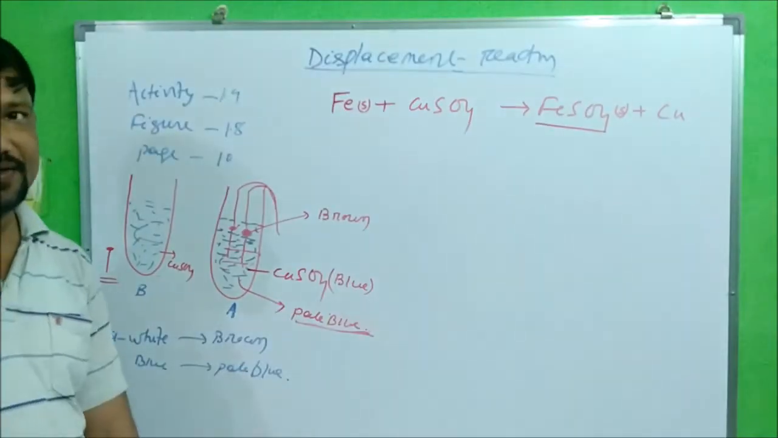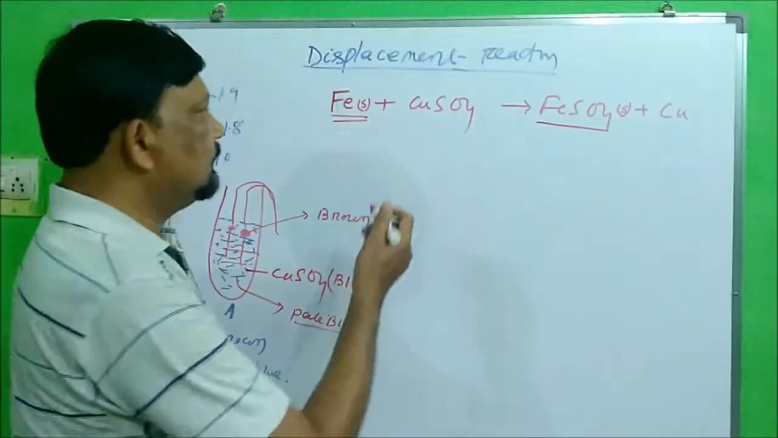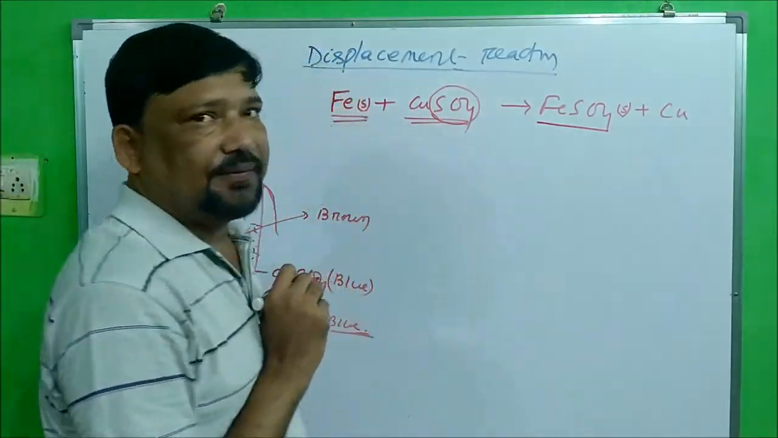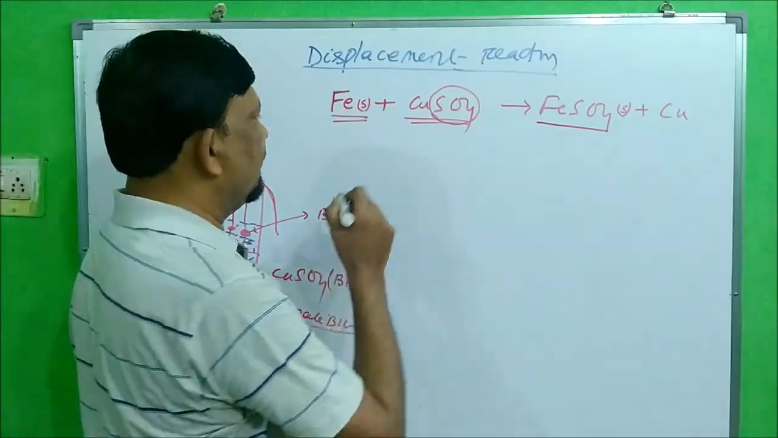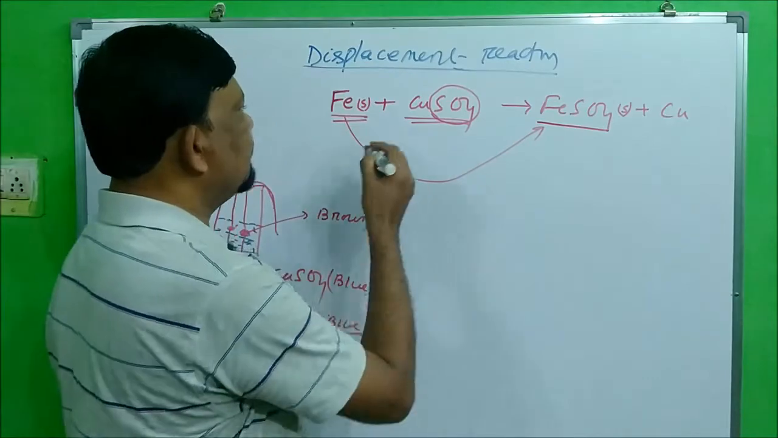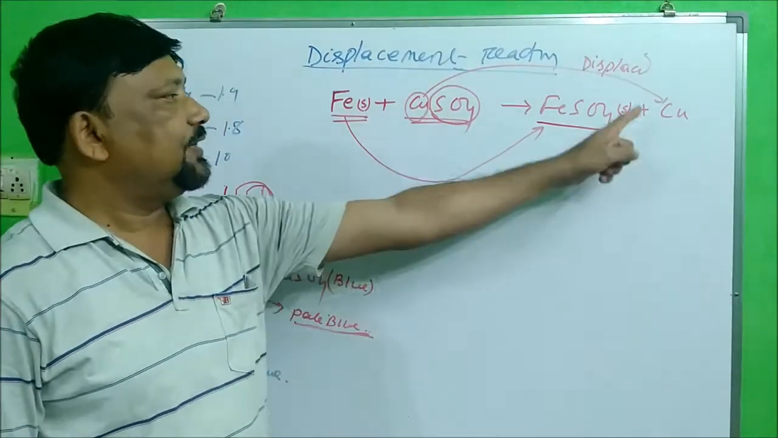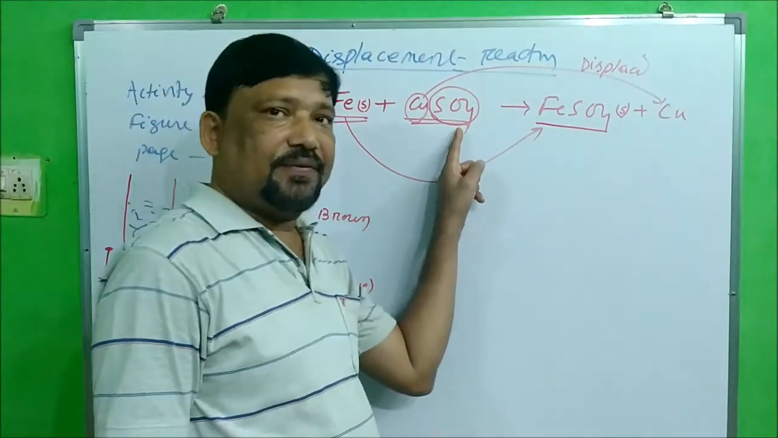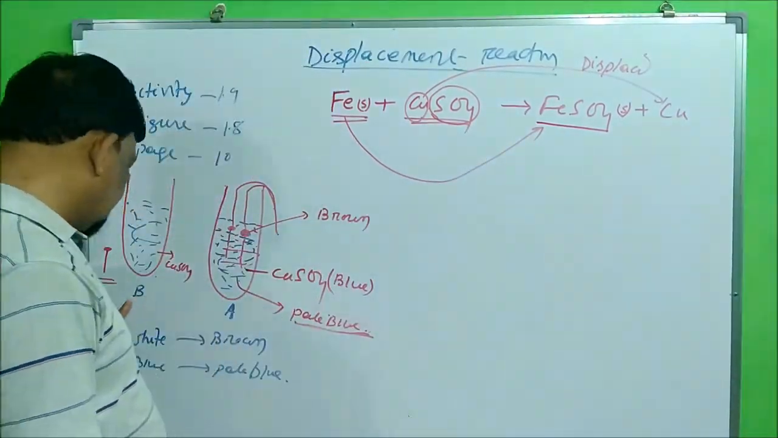So what happens during this reaction? Iron reacts with copper sulfate. Sulfate from copper sulfate is taken over by Fe. Or in other words, you can say copper is displaced and the iron gets the sulfate, and that becomes brown in color.